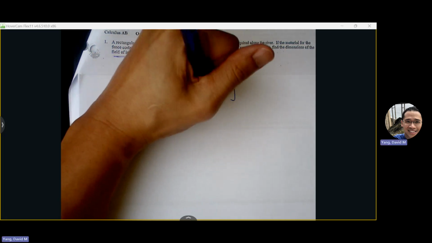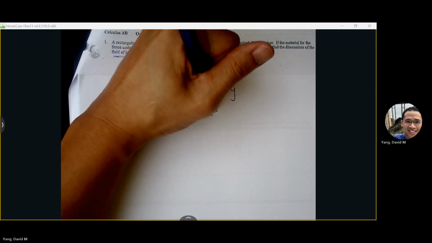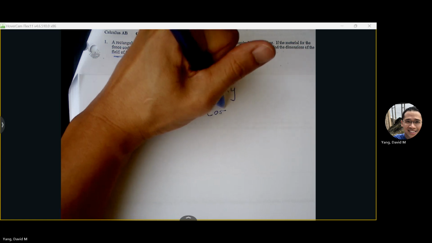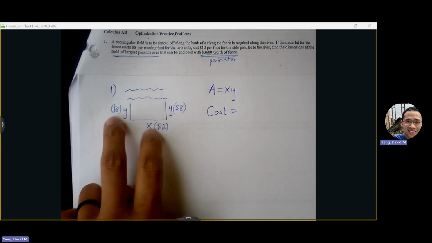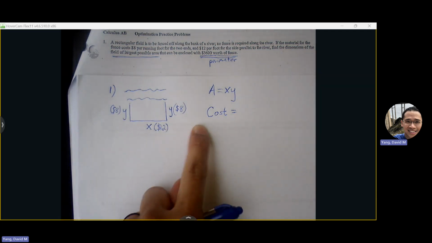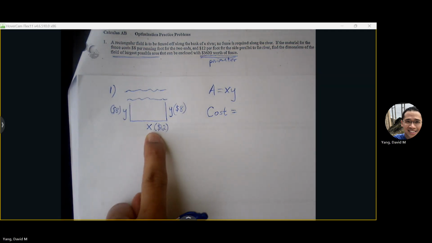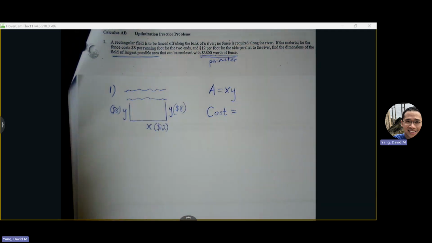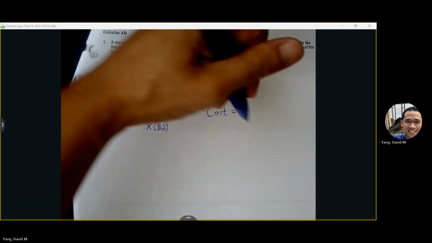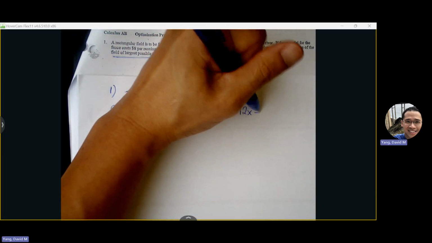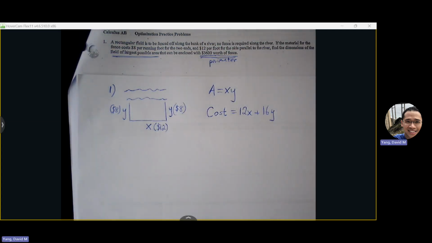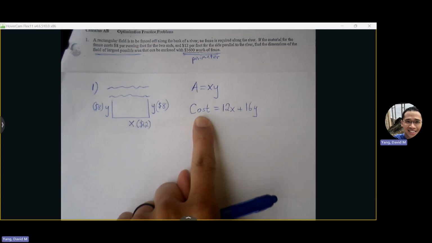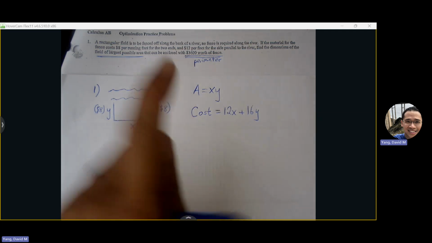And the cost is going to be merging the perimeter and the price together. So the cost will be, if I just multiply and add all this together, 12x plus what? 16y. And how much money are we trying to use up? 3,600. Yeah. So this is the equation we're going to be working with.